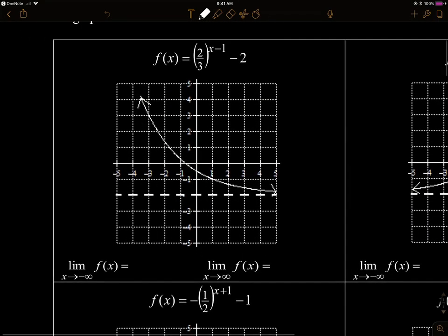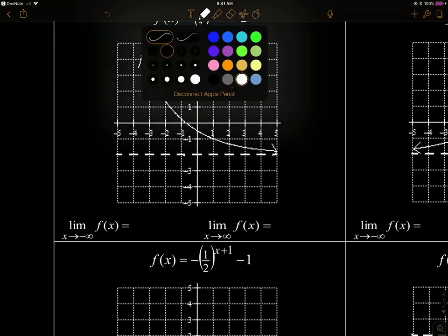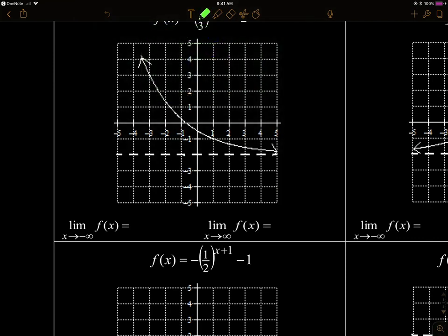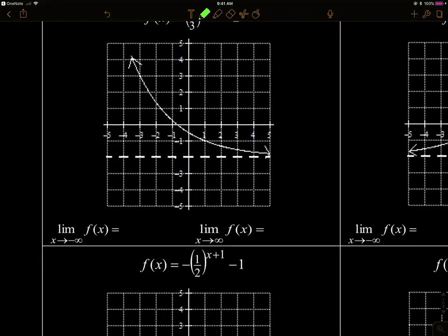So we want to find the limit as x approaches negative infinity on this graph. Oh, and by the way, it's an exponential function because the x is in the exponent. Remember that this 2/3 is called your base. And when the x is in the exponent, we're going to look at how we can find these limits when we don't have the graph.